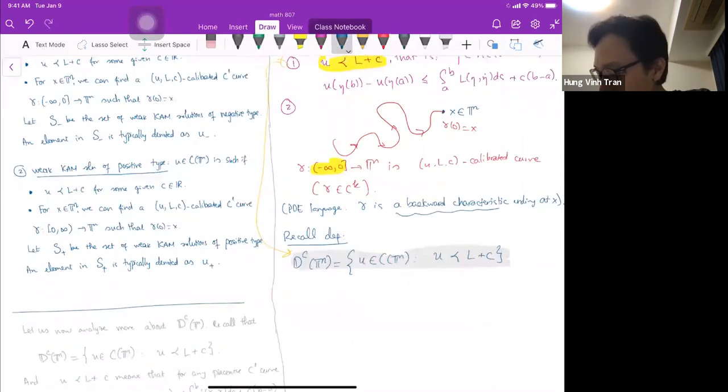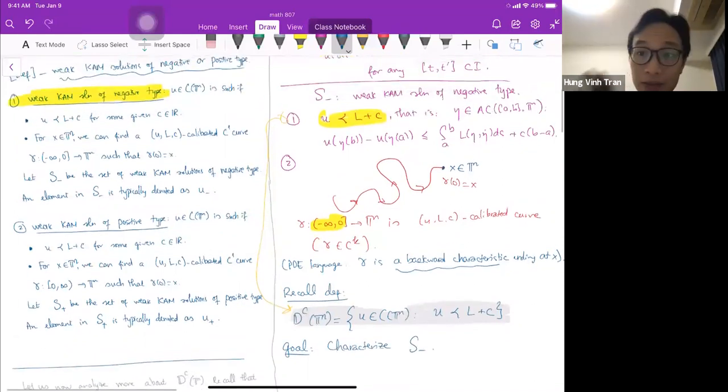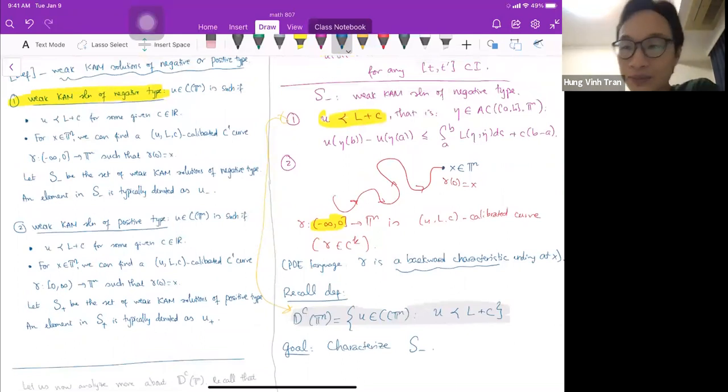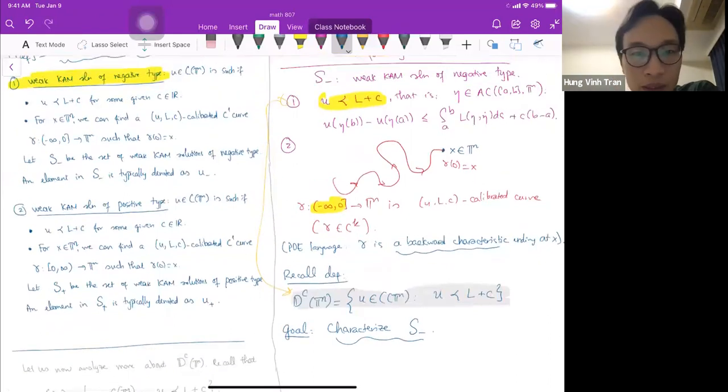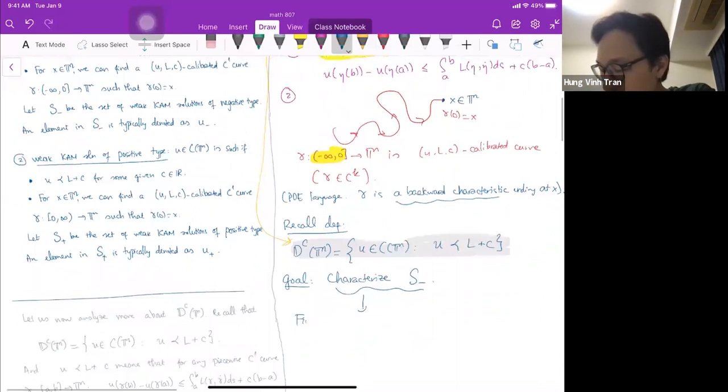Our goal is to really characterize the set S minus, that is the set of weak KAM solutions. And again, we're going to talk about the dynamics, the deeper dynamics, after this, once we understand the weak KAM theorem. So the goal is to characterize S minus, and you see that S minus first requires the function to be dominated by L plus c. And then the fact that there exists a backward characteristic or calibrated curve comes later. So to do this, we first need to characterize the set D_c(T^n). So that's going to be our goal. That's what I meant from the beginning.